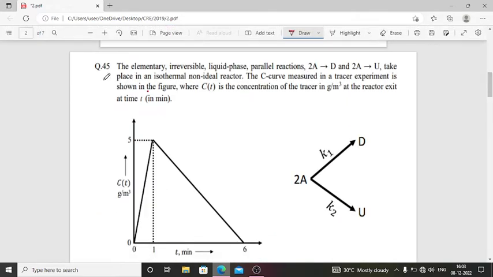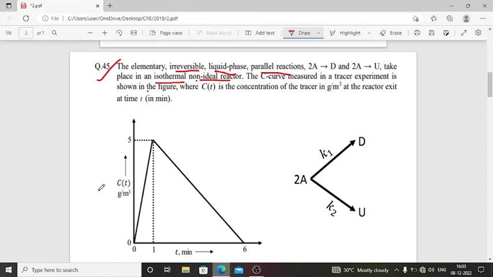Question number 45. The elementary irreversible liquid phase parallel reactions. We have two reactions, one is 2A gives D and 2A gives U. Both reactions are parallel and take place in an isothermal, or constant temperature, non-ideal reactor. The C curve measured in a tracer experiment is shown in the figure.